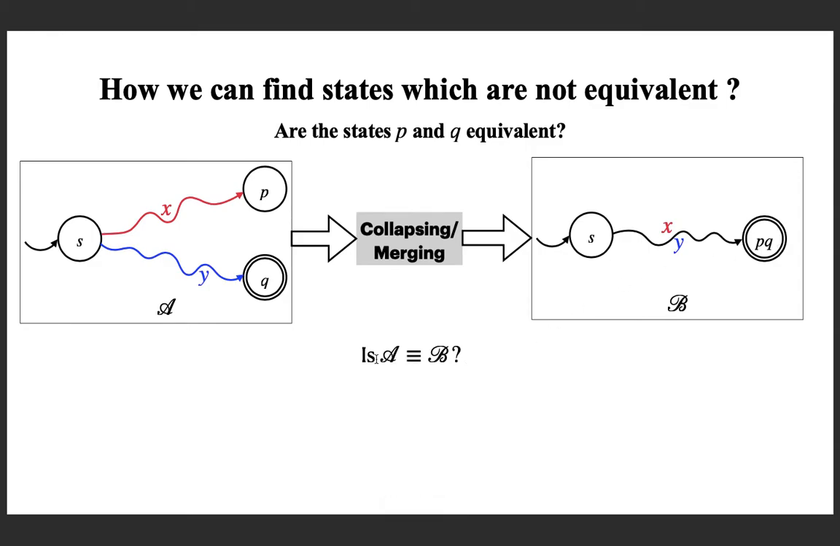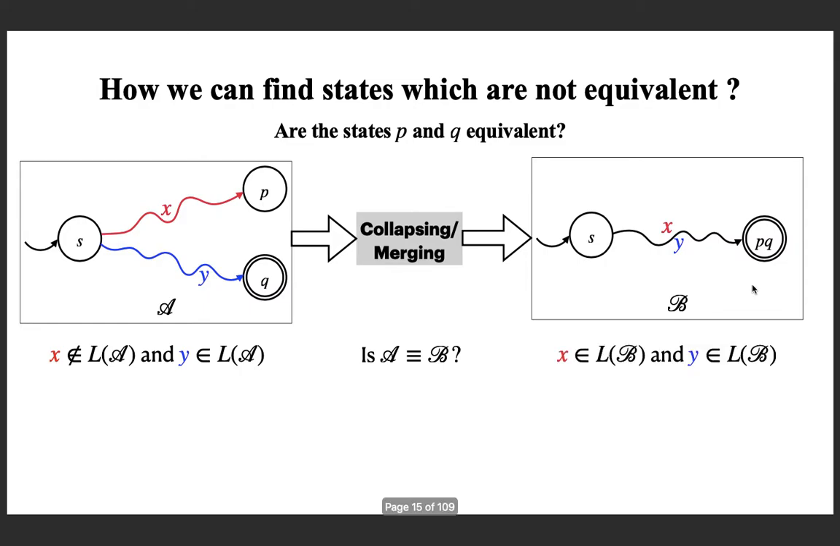Now the question is, if you collapse them, are these equivalent? For that you need to look at the language. From here you know that the path for X is ending in a non-final state and hence is not in the language, and the path for Y is ending in a final state and hence in the language. But in the collapsed automaton we obtained by collapsing these two, both X and Y are accepted because the X path and Y path end in a final state. So the answer to this question is no. A is not equivalent to B.